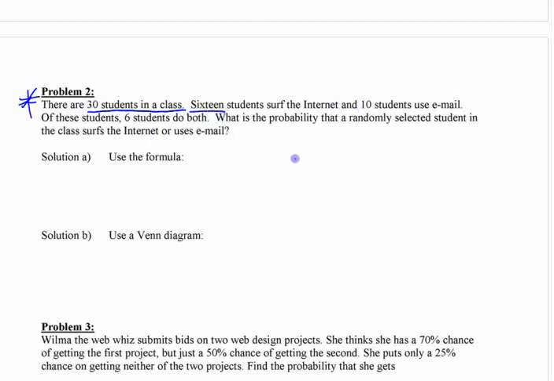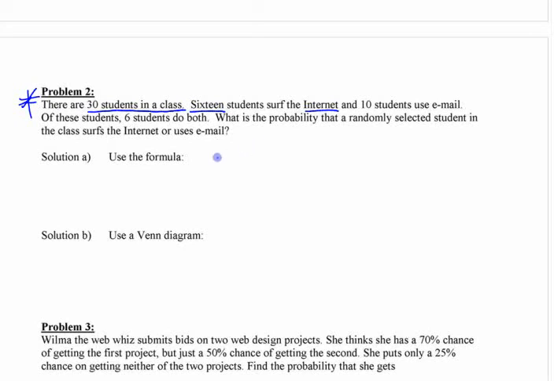16 of them surf the internet. Pretty sure that's higher now. And 10 students use email. If it's only 10 students using email now, it's because they've gone past that and they're using other means of communication electronically, not because they haven't figured it out yet, which is probably how old this question is.